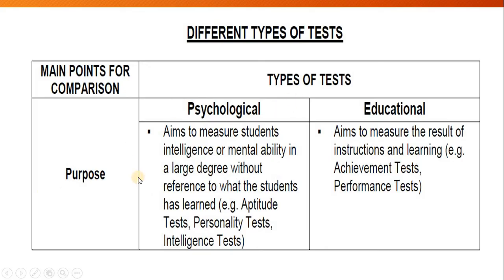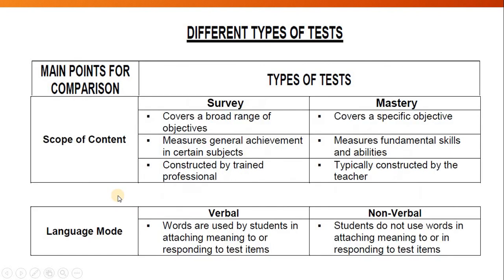We have different types of tests based on purpose. So it's psychological and educational. Psychological, we have aptitude tests, personality tests, intelligence tests. Educational naman, we have achievement tests, performance tests. Another type of test, scope of content, we have survey versus mastery. So survey, these are constructed by trained professionals. Mastery, typically constructed by teachers. See the difference? Language mode, verbal versus non-verbal. Words are used by students in attaching meaning to or responding to test items. Non-verbal, students do not use words in attaching meaning to it.